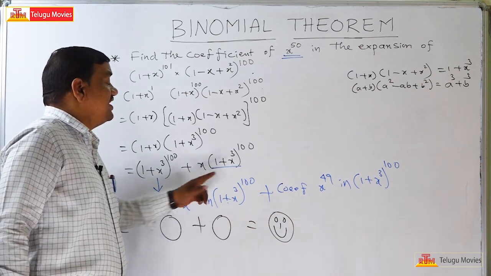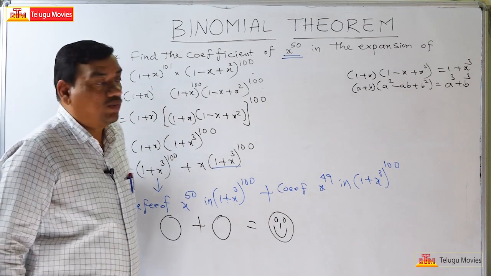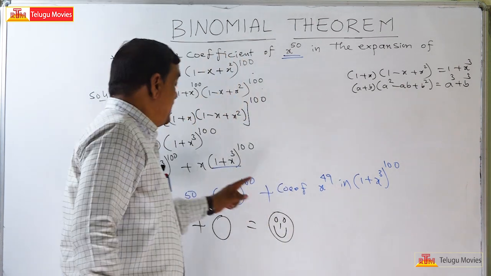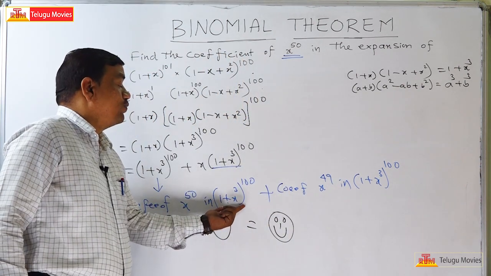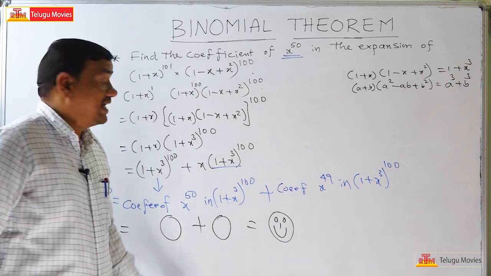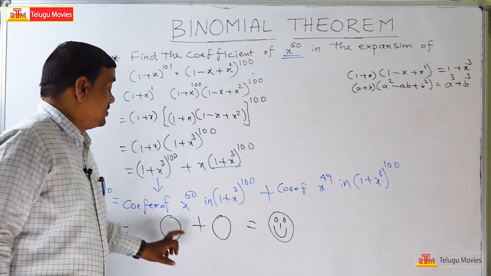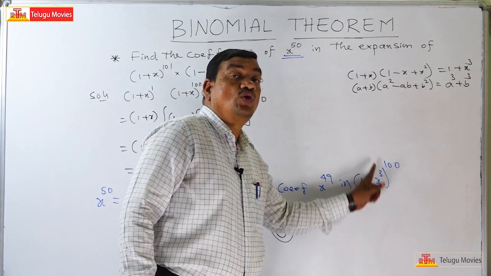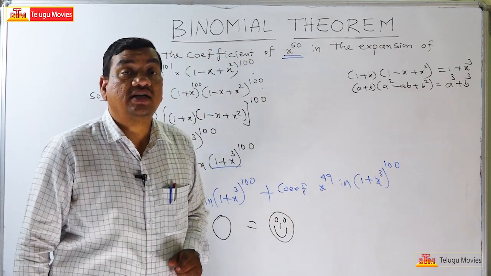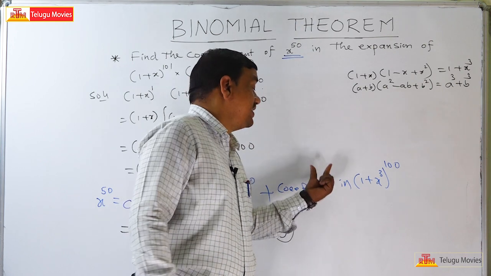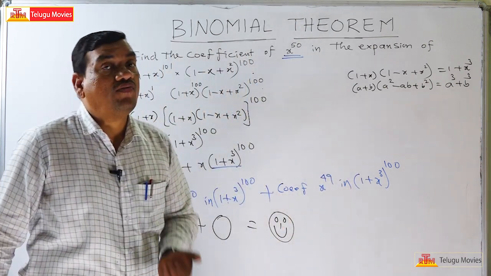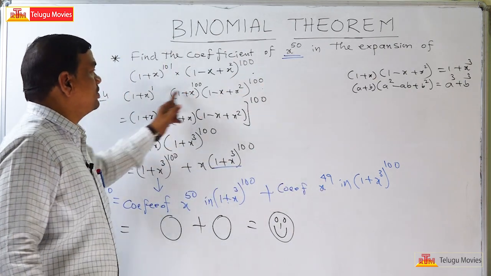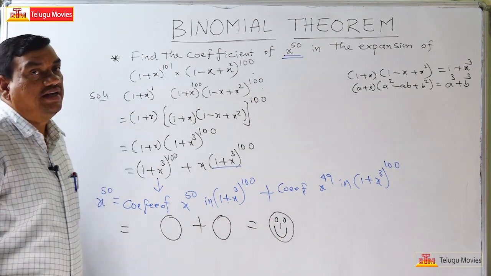Is 50 a multiple of 3? No. Is 49 a multiple of 3? No. That's why in the expansion of 1 plus x cube whole to the power of 100, you won't get the term containing x to the power of 50. Similarly, you won't get the term containing x to the power of 49, because 49 is not a multiple of 3. Understand? That's why here also you won't get it. On the whole, in this expansion, you won't get the term containing x to the power of 50.